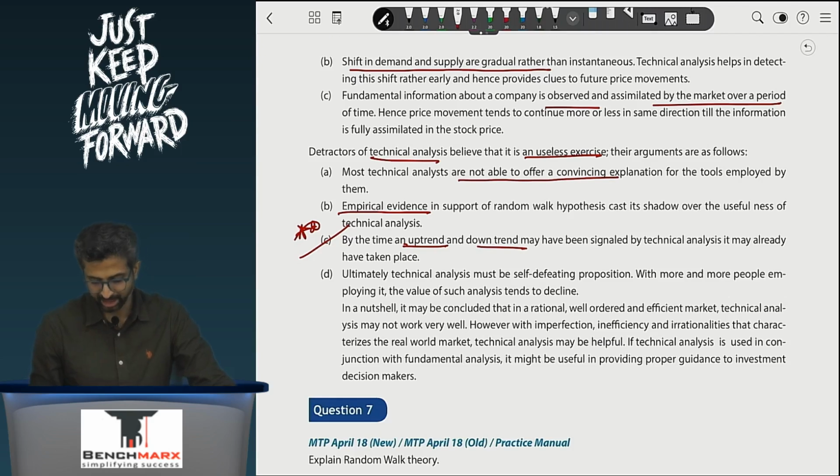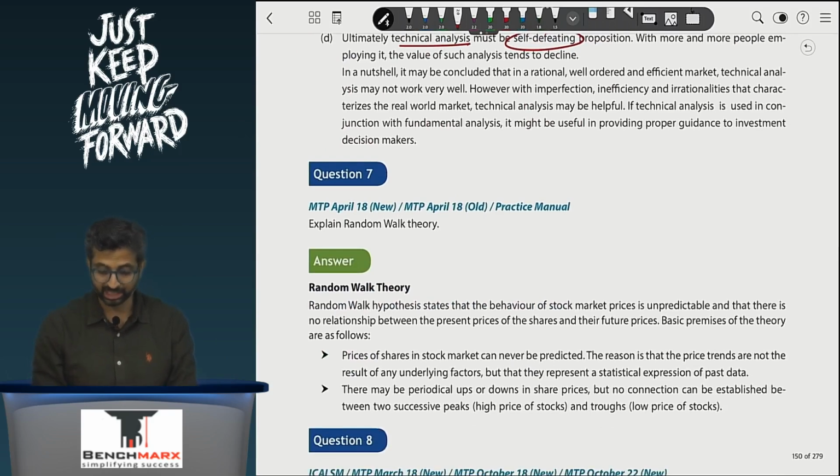And technical analysis again is a self-defeating proposition. Why? The more people that do technical analysis, the less likely it is that you will make a profit, because the more people doing it, the more people will be thinking the way you are thinking. Yes. Okay. Next you have something called the random walk theory.